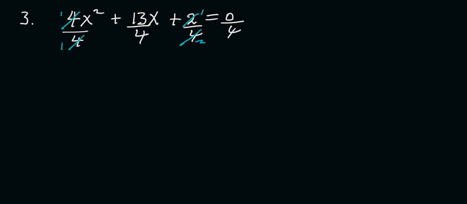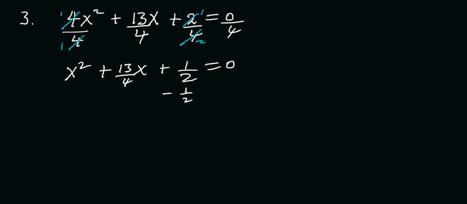So right now we can write this equation as x squared plus 13 over 4 x plus 1 half is equal to 0, because 0 divided by 4 is 0. So now we can eliminate 1 half from here by subtracting 1 half from both sides.